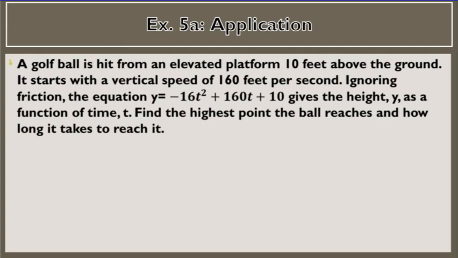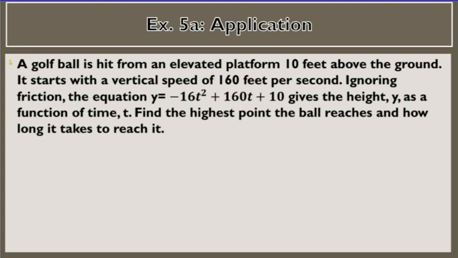And let's take a look at some applications. A golf ball is hit from an elevated platform 10 feet above the ground. It starts with a vertical speed of 160 feet per second. Ignoring friction, the equation y equals negative 16t squared plus 160t plus 10 gives the height y as a function of time t. Find the highest point the ball reaches and how long it takes to reach it.